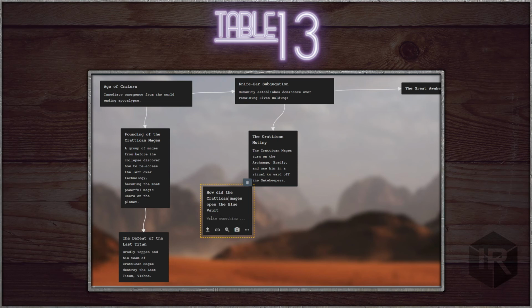Chiron's putting down: how did the Kratikin mages open the blue vault? If he's making a dictated scene, he would just tell you how they did it. And this would be something small, like minutes or hours or days. That's what makes a scene a scene. There's also an acted or played scene where you would actually all pick players or characters and role play it out.